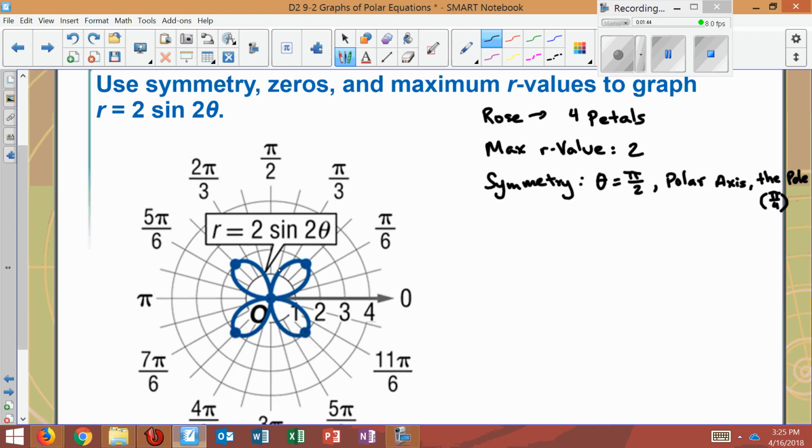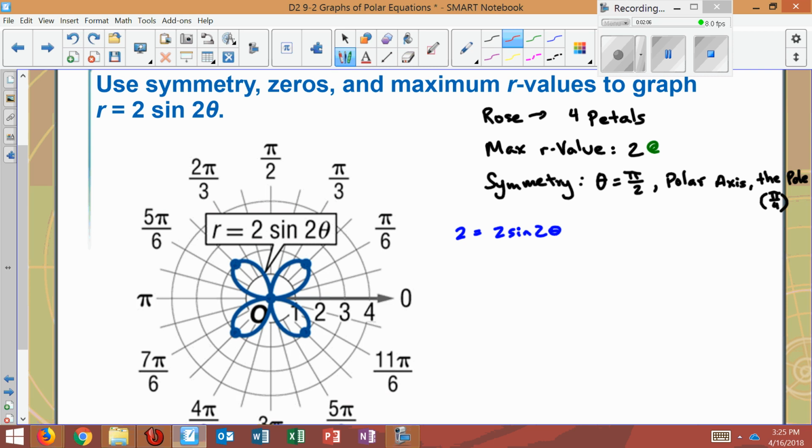Now let's talk about how we get these maximums. Again, we take the max value and we say it's 2. Now let's find out where. I know you can look at this picture and see it, but sometimes it's a little trickier. So I would take that 2 and plug it in for r. So I would say 2 equals 2 sine of 2 theta.